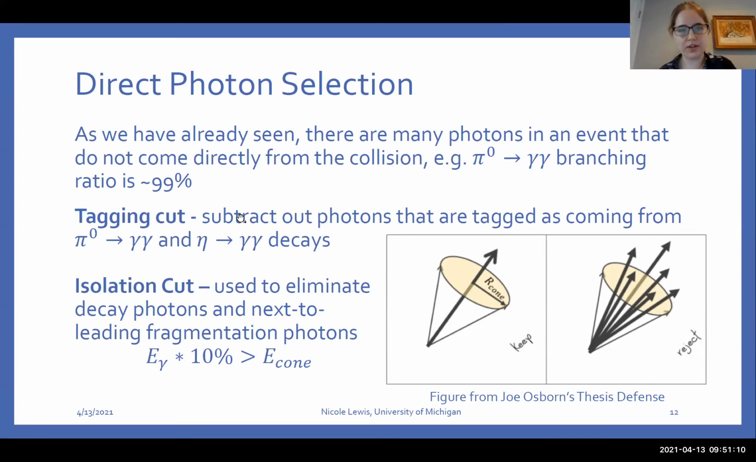So we take our photon in question and we match it with other photons in the same event. And if they reconstruct either a pi0 or an eta, they are eliminated. There's also an isolation cut.